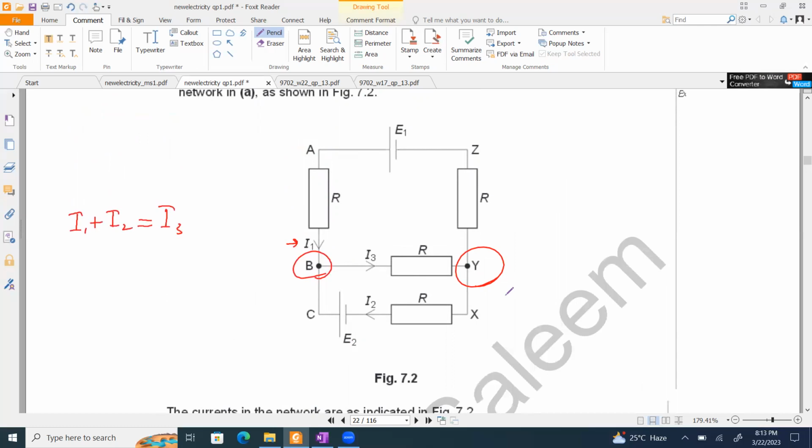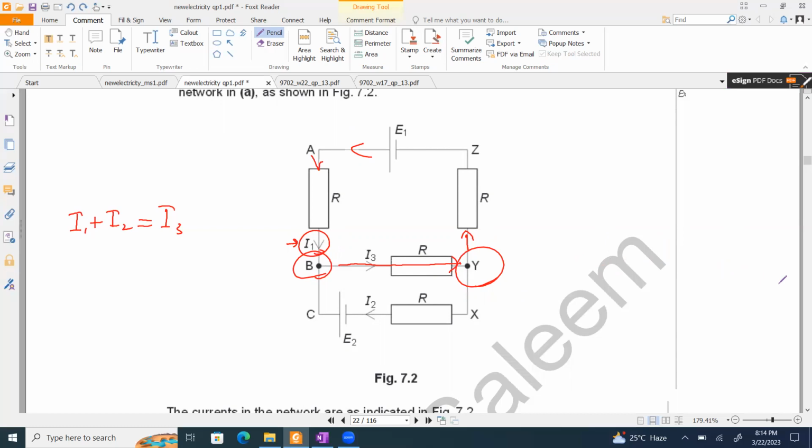How many currents are reaching Y? Only one, I3. Can you see I3 is coming and reaching Y? I1 is actually leaving Y. You can see this is I1, right? And in the same way, I2 is also leaving Y. So the sum of the currents reaching Y is I3, and the sum of the currents leaving Y is I1 plus I2. It is the same equation, right? So yes, the first part is done.